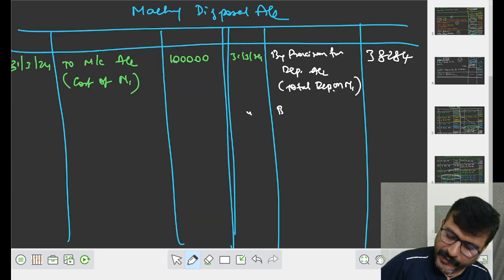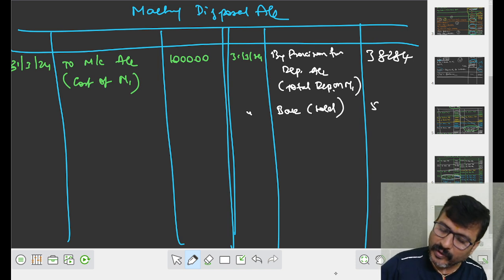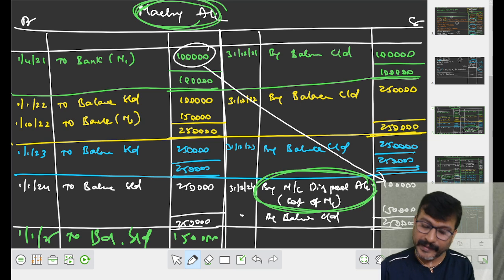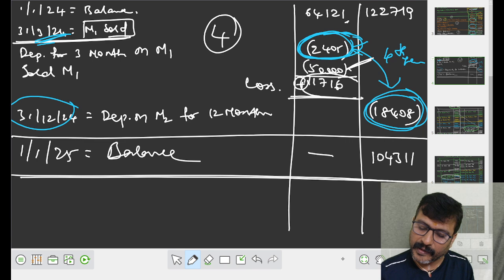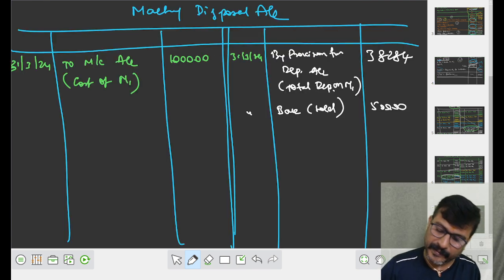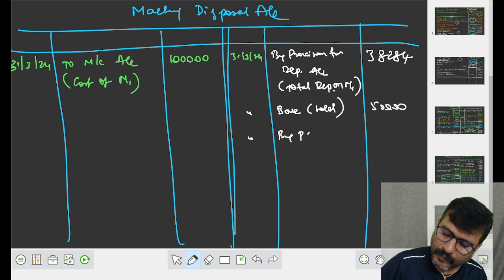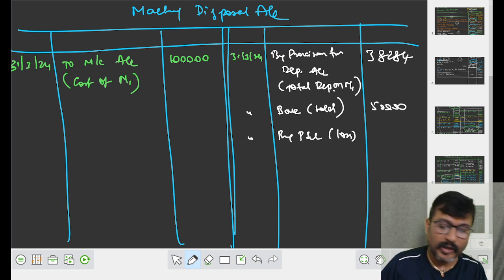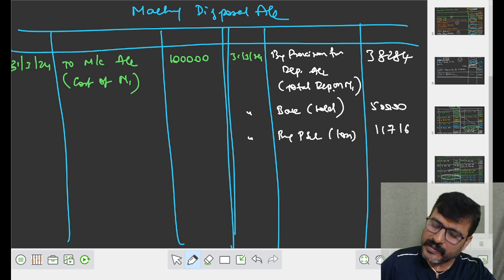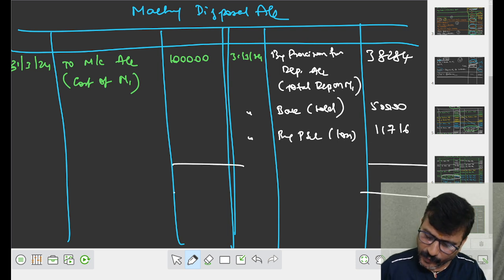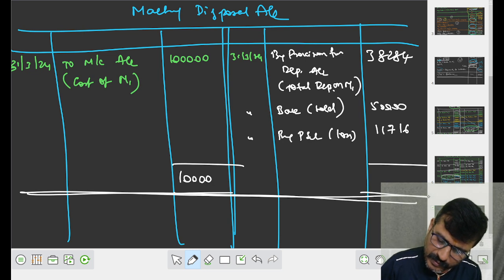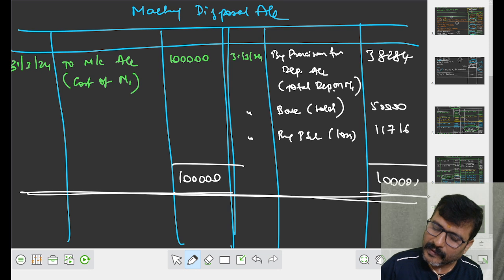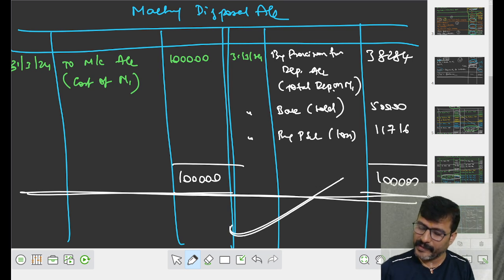Okay. Same date, we have to write by bank, sold. M1 is sold for an amount of how much? 50,000. Loss how much? 11,716. By P&L loss 11,716. Now we have to work out the total, my dear student. The total comes to 1 lakh. Now your answer is right.